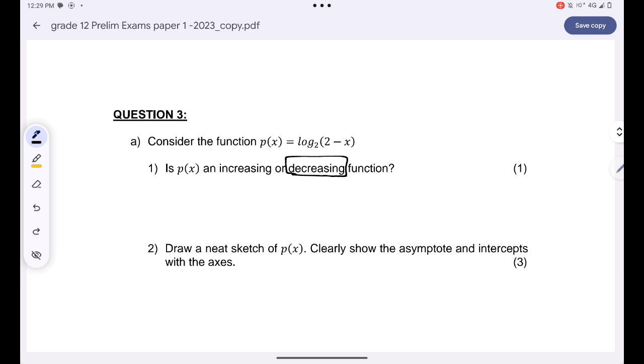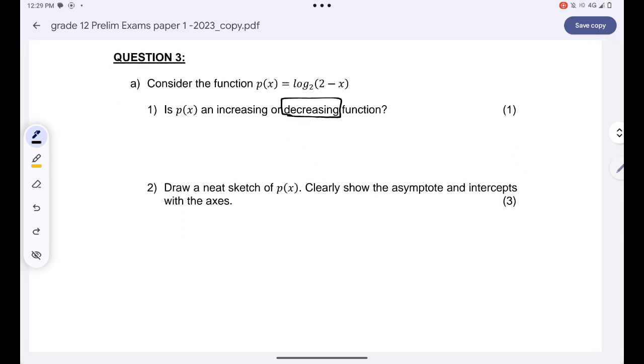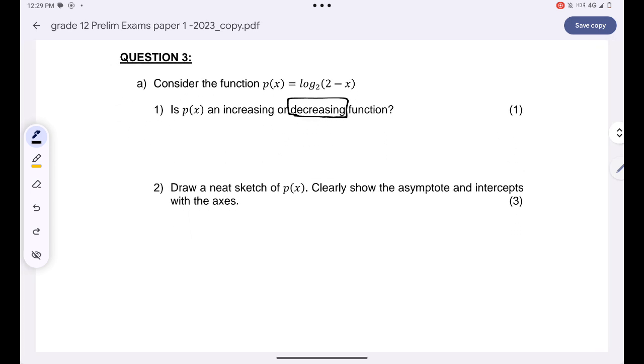You can even check that, guys, ne? Just keep on increasing x, you'll see that the value of y will keep on decreasing. That's why p is a decreasing function. Then now I'm supposed to draw a neat sketch of p of x and clearly show the asymptotes and the x-intercepts. Okay, the asymptotes and the x-intercepts.